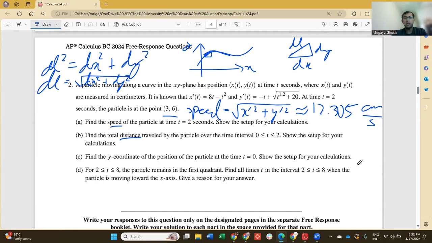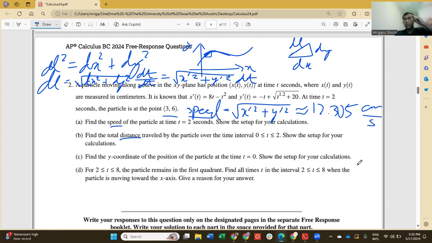Now, the problem is I have dx dt, so what I can do is multiply and divide the right-hand side by dt. And the reason I would do this, now I can pull the dt inside, and now I get x prime of t squared plus y prime of t squared. Okay? So your speed is actually dl dt, right? Because what this is doing is the square root of x prime of t squared plus y prime of t squared, times dt, which allows me now to integrate both sides.